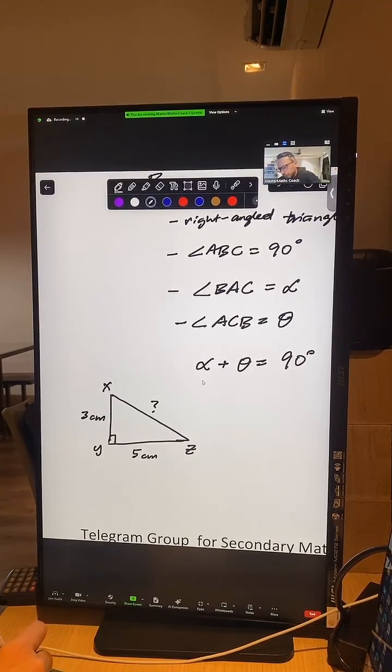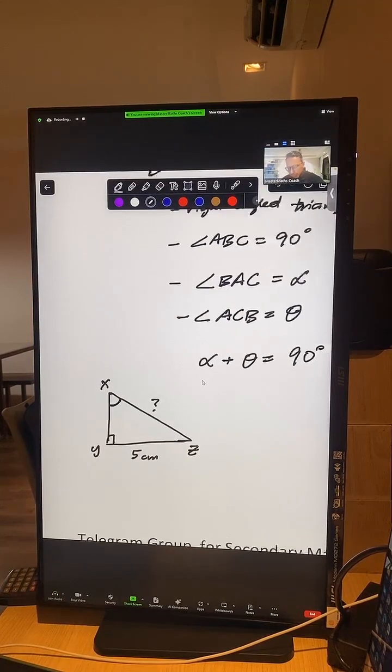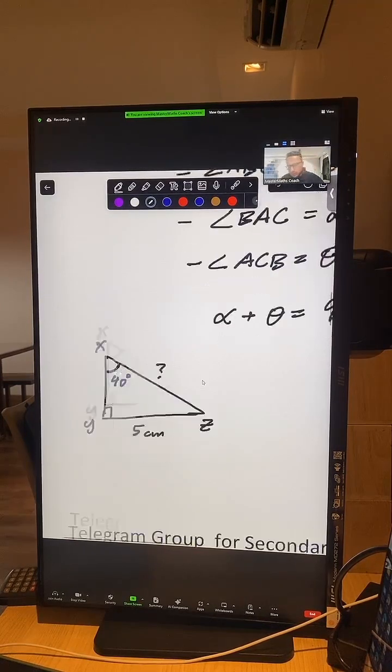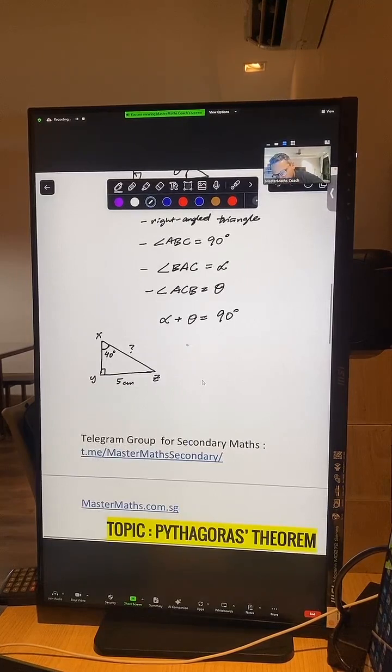But what if they don't give you XY? What if instead they gave you an angle? Let's say they tell you this angle over here is 40 degrees. Now, what you can do is use the angle and the side YZ to find XZ. What you need to use is this thing called TOA CAH SOH. Now, what is TOA CAH SOH?